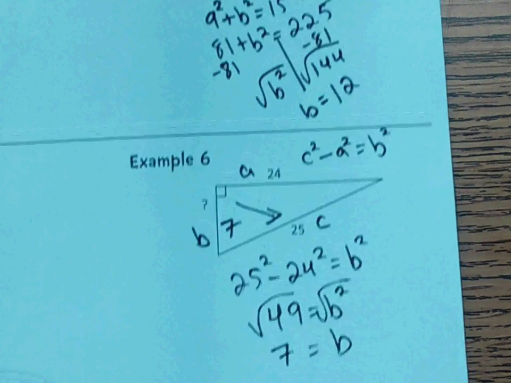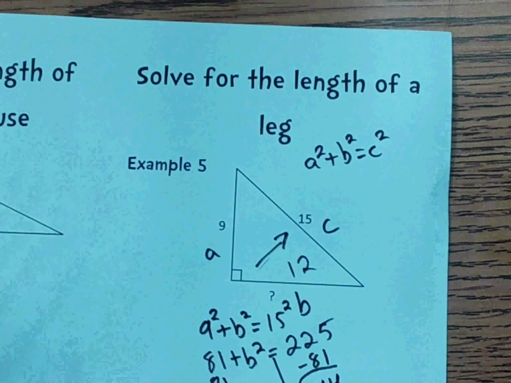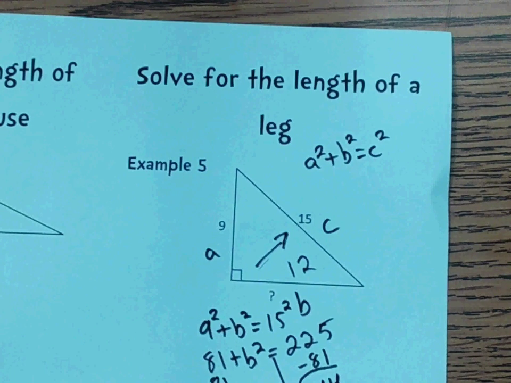So those are two different ways of solving for the length of a leg, and that does it for our notes on Pythagorean theorem. Hopefully this comes in handy.